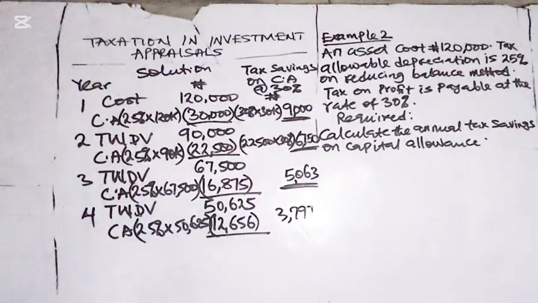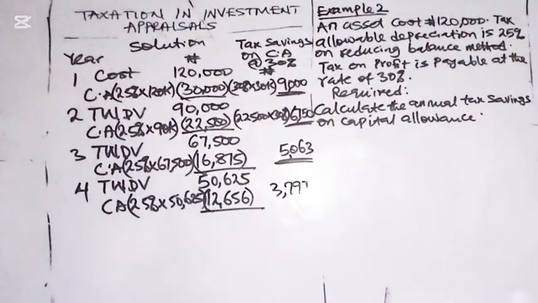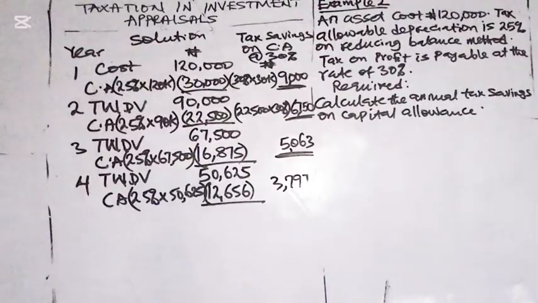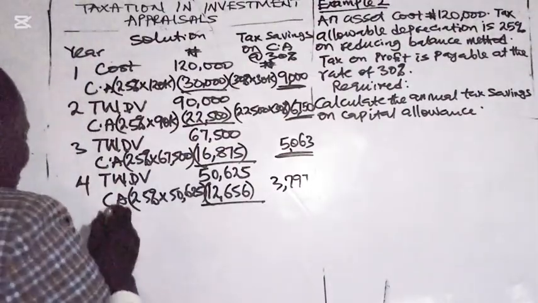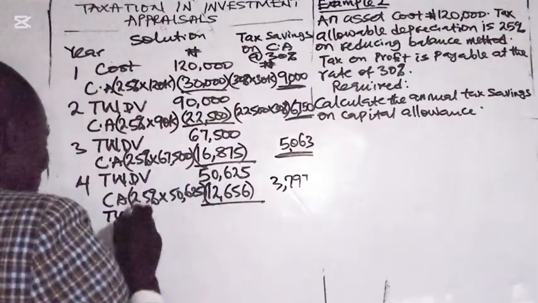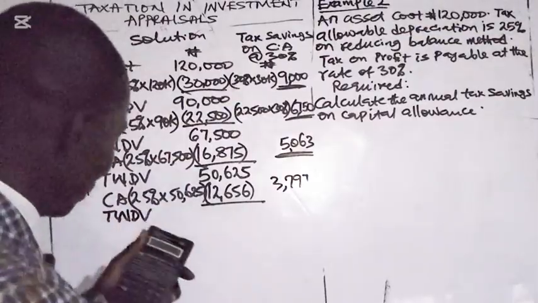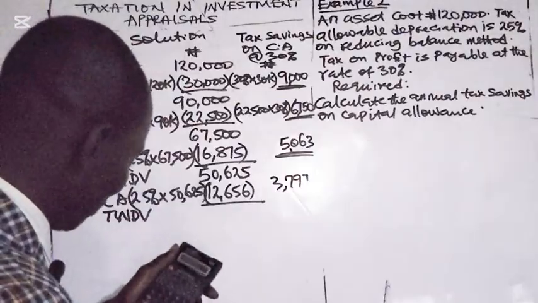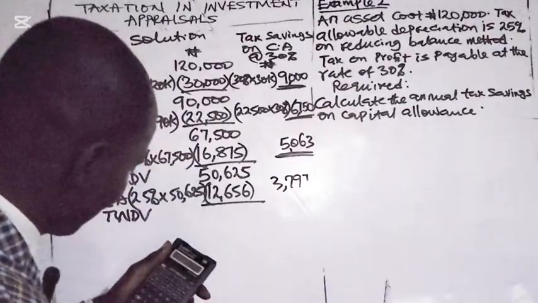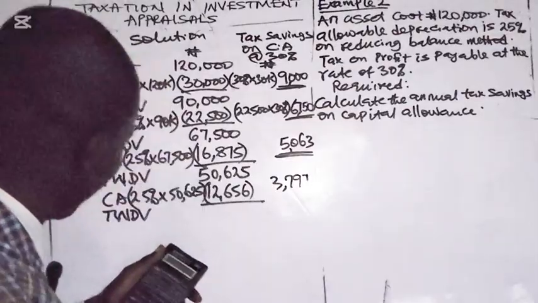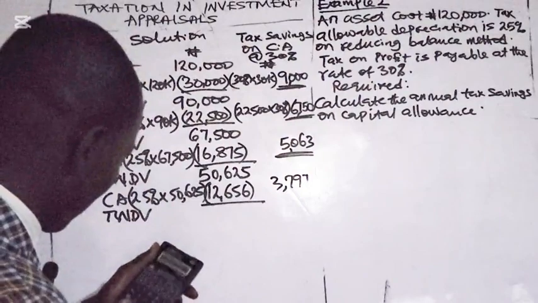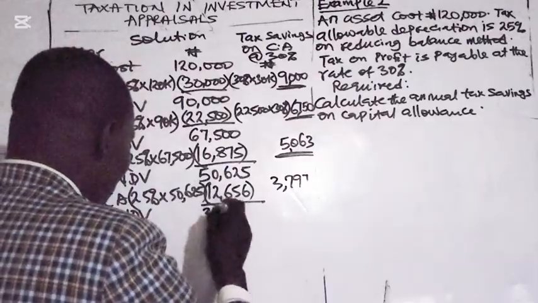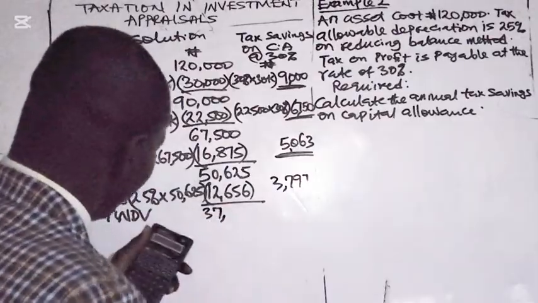Now, remember, since the capital allowance rate is given to be 25%, that means this project is expected to last for 4 years. So you have the tax written down value. If you subtract 12,656 from 50,625, you'll be left with 37,969.